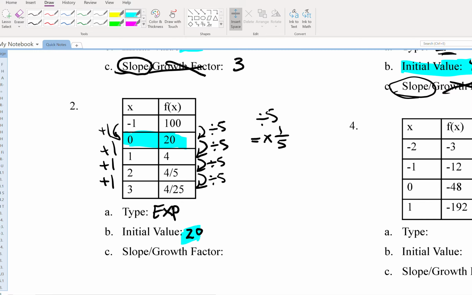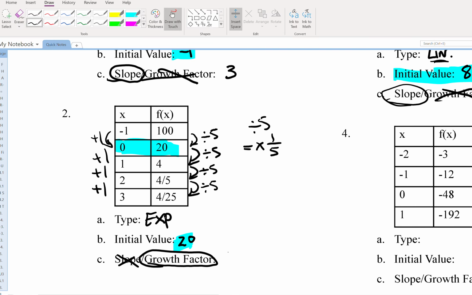And so yours doesn't have a slope because it's exponential, it has a growth factor. And the growth factor is 1/5. So again, if I were to write this as an equation, it'd be y equals my initial value, which is 20, times 1/5 raised to the power x. And there you have it.